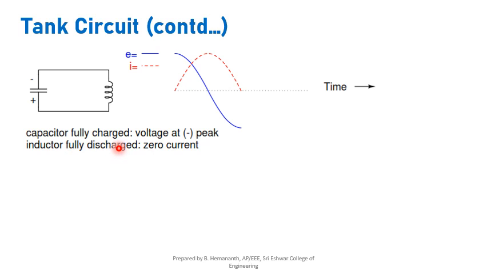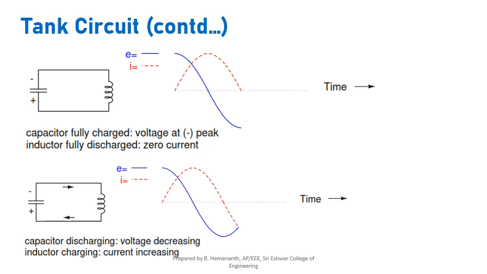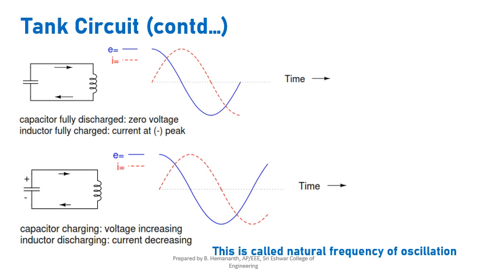So this process of exchanging energy between the inductor and capacitor continues to produce more oscillations. See, like this. So this process continues, and this is called the natural frequency of oscillation.